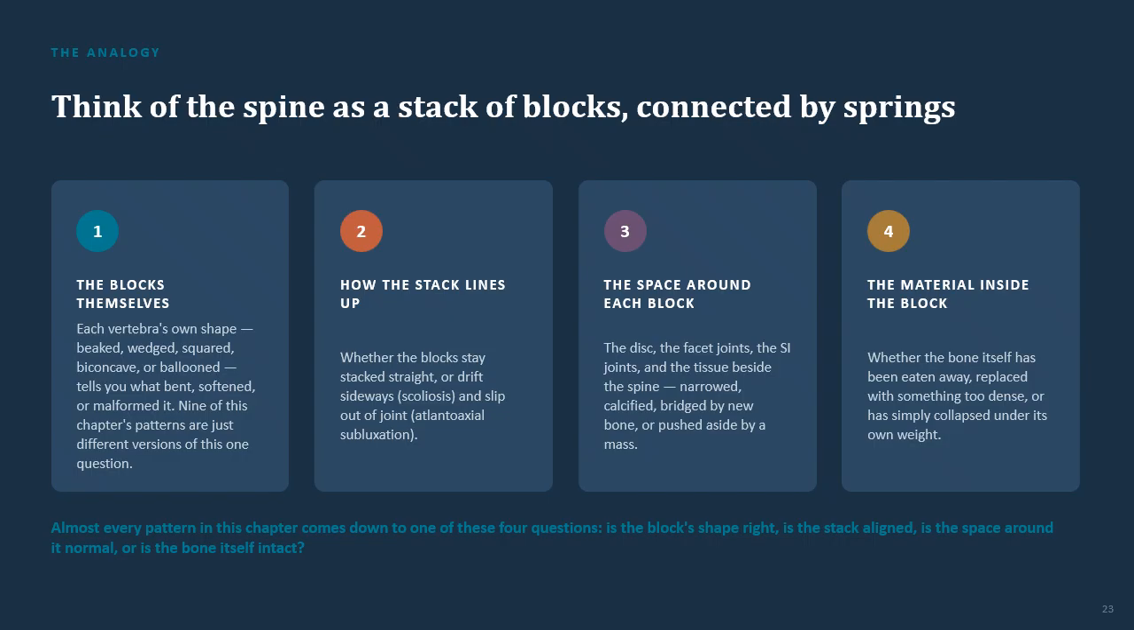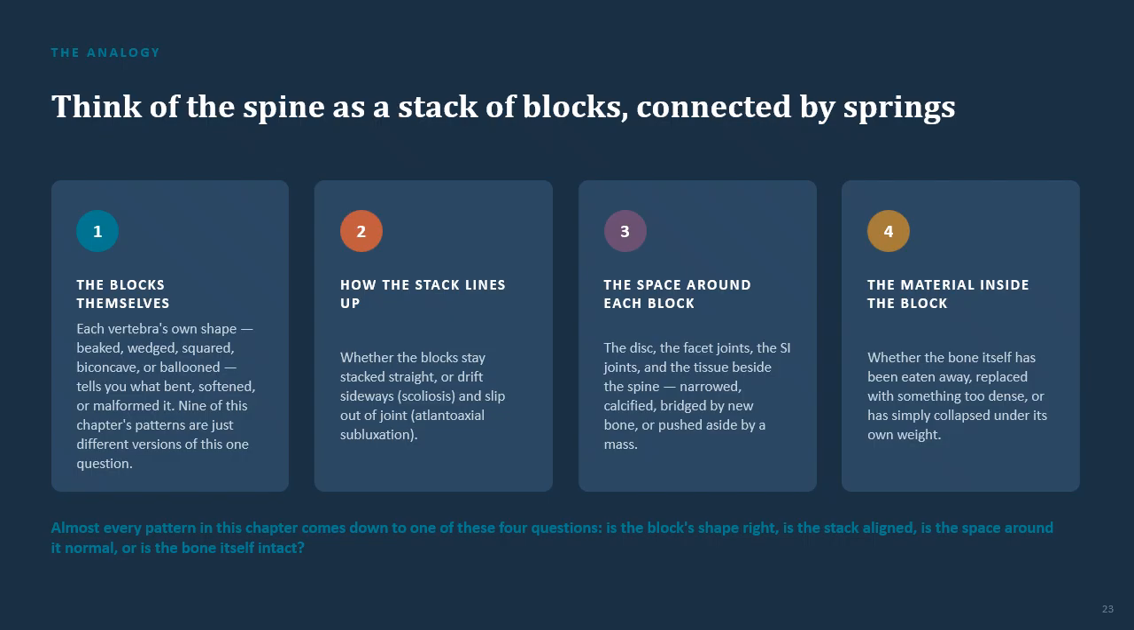All right, when we're looking at a spine X-ray, we can ask ourselves these questions that you see right here. The first thing we're going to ask is, what do the vertebrae themselves look like? Are they normal in shape? Are they abnormal in shape, meaning are they wedged? Are they enlarged? Are they squared, or are they flattened?